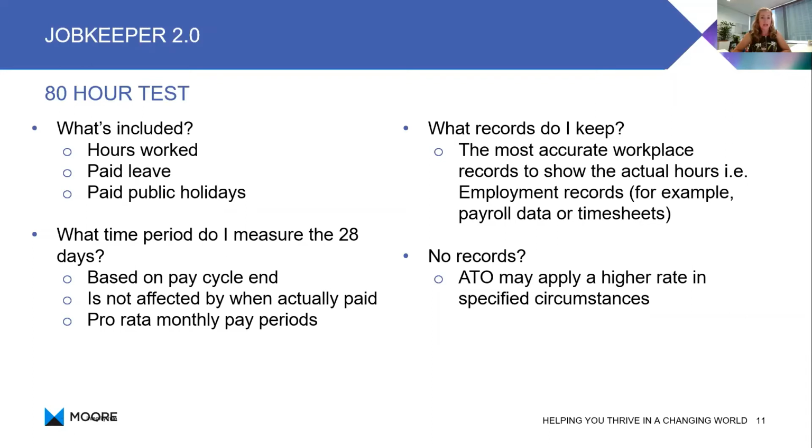It's not affected by when you're actually paid. So say your pay cycle finishes on a Wednesday, and I'm not sure what date the 1st of March is. Maybe it's Friday and you haven't made payments till the next Monday. That doesn't matter when it was paid. It's actually based on your pay cycle. If you pay monthly, there's a pro-rating that happens down to the 28 days.